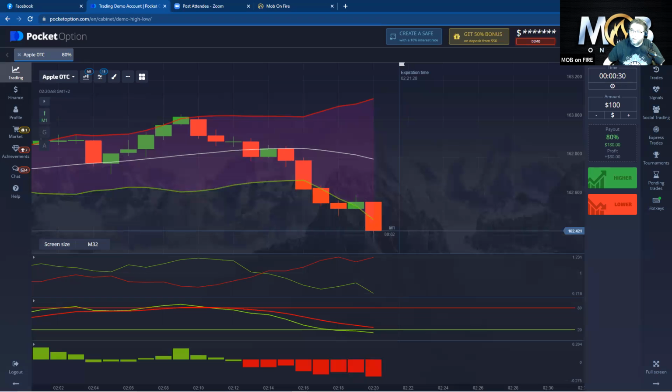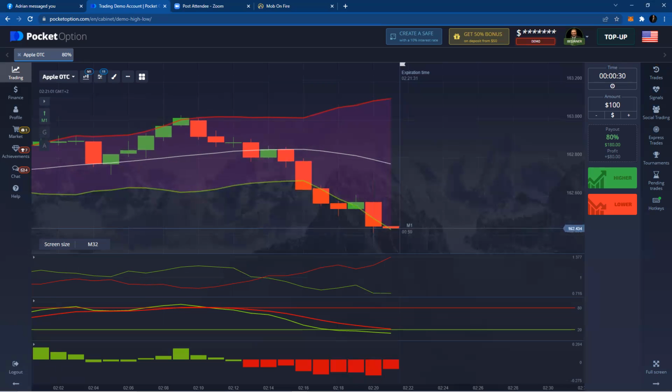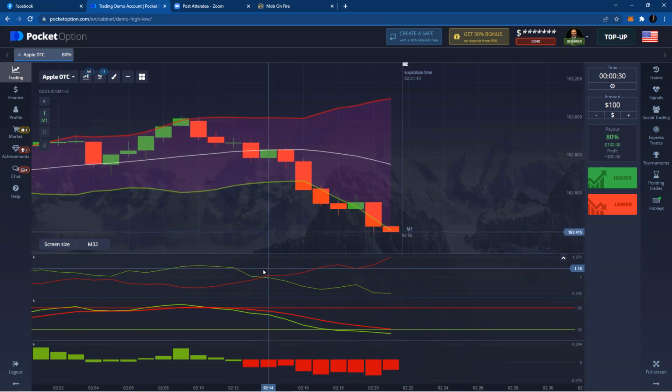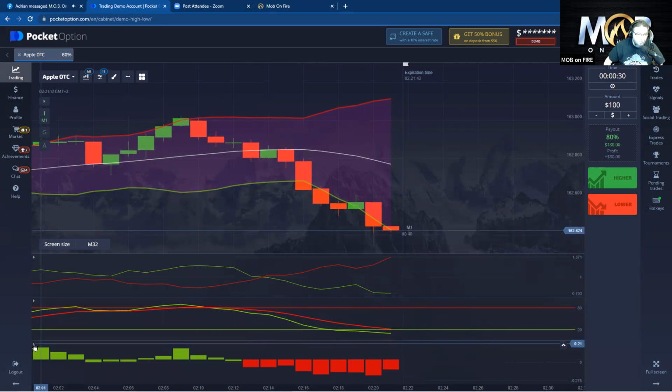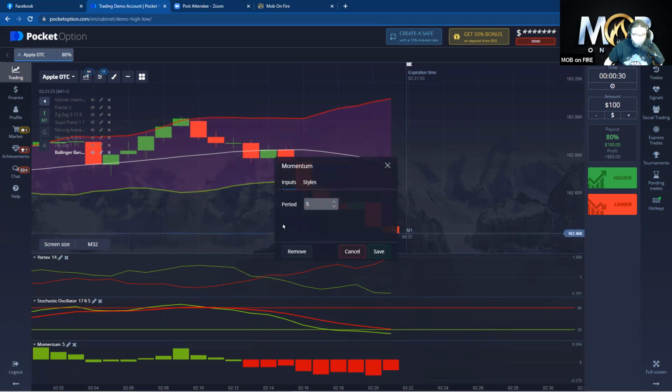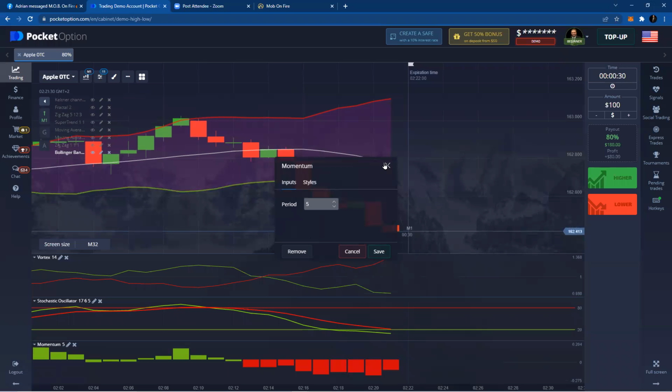I'm sorry. Go ahead. I've got a quick question. Sure. So that first one is the vortex. What are your settings for that vortex? The vortex you're going to leave as it comes. Okay. You have the vortex and you also have the momentum. The momentum over here, the normal setting is a 10, but you're going to change that from a 10 to a 5. Okay, thank you.